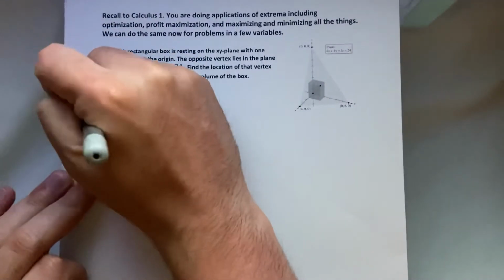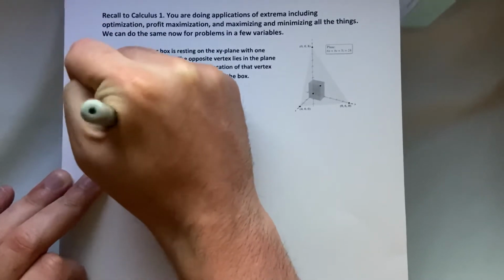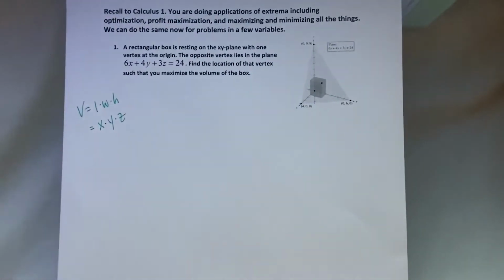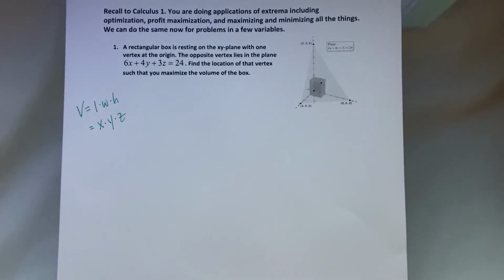A rectangular box is resting on the xy plane with one vertex at the origin. The opposite vertex lies in the plane 6x plus 4y plus 3z equals 24. Find the location of the vertex along this little triangulation such that you're maximizing the volume of the box. So what do we know about volume? It's length times width times height, or in our case, x, y, z. Okay, so what do we get?